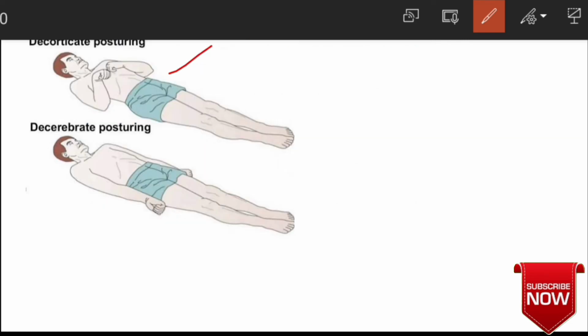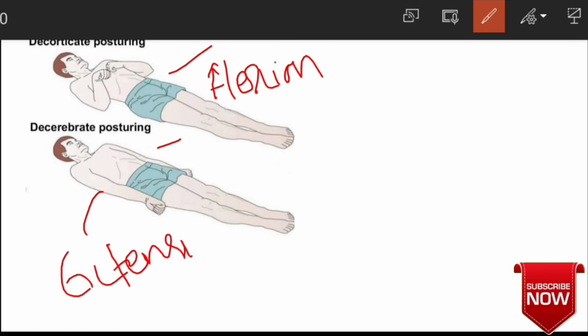This is the decorticate posturing, and this is the decerebrate posturing. In decorticate the posture is flexion, and in decerebrate the posture is extension. In decorticate, the patient flexes one or both arms on the chest with plantar flexion of the feet. In decerebrate, the patient extends one or both arms and legs.